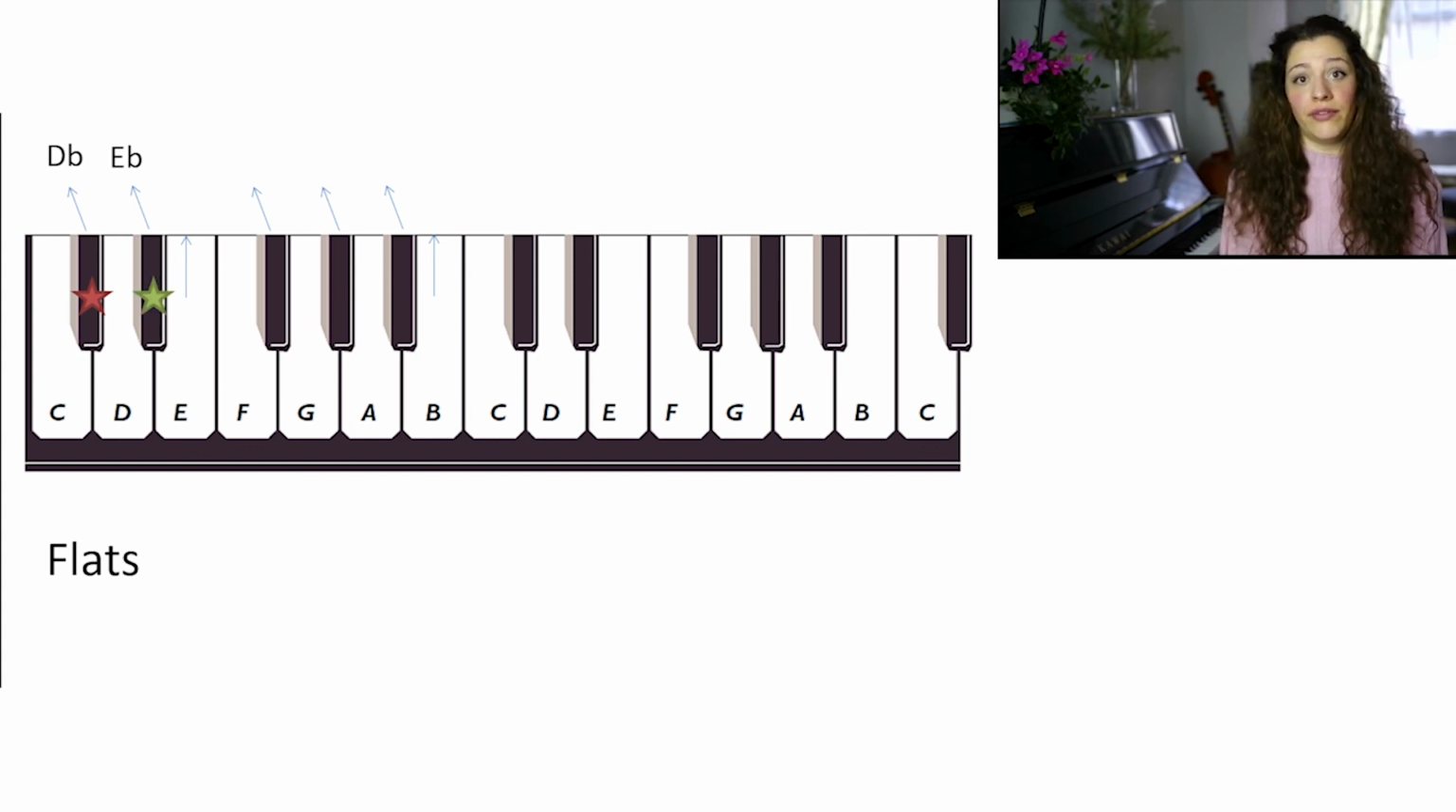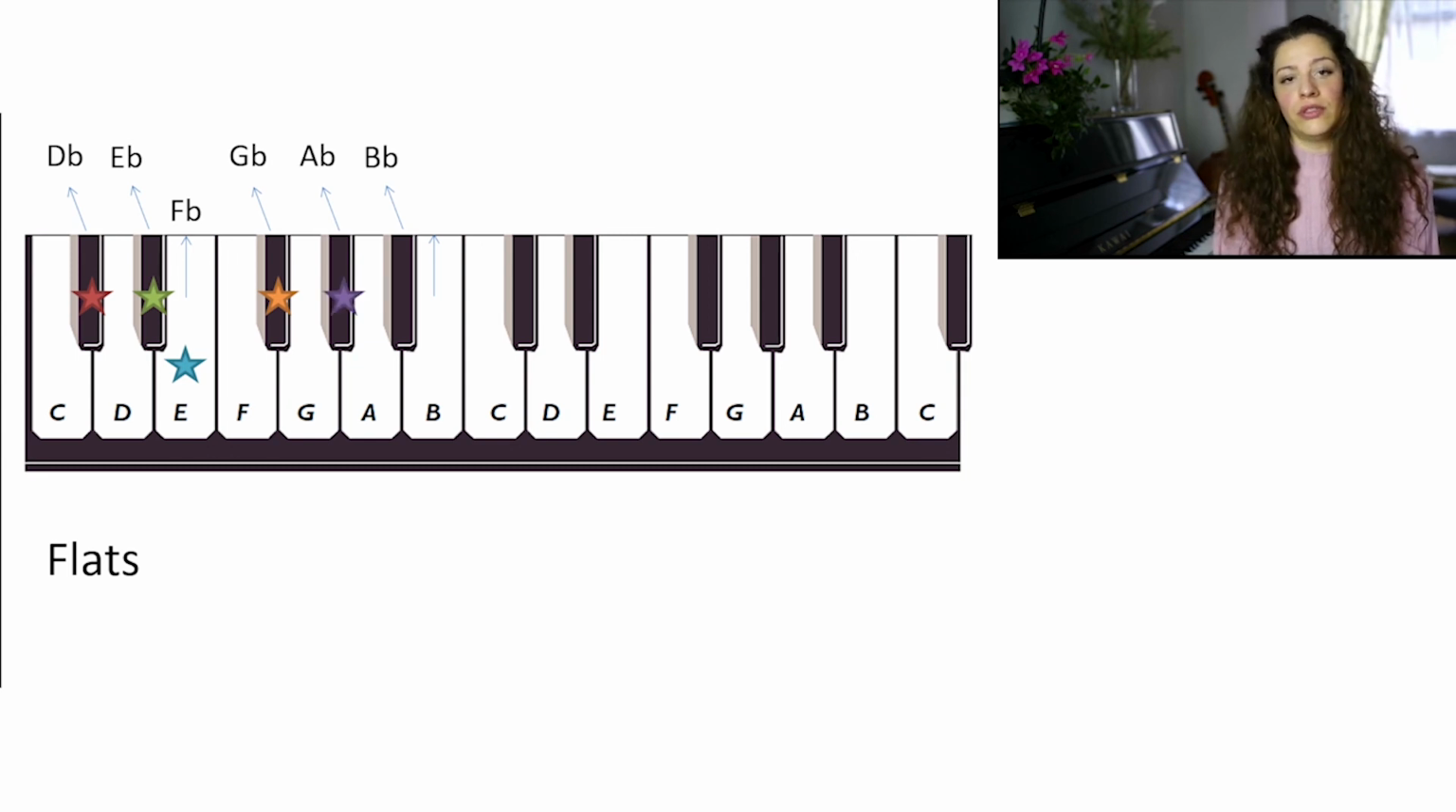And if you want to have an F flat, you go to the E because there is a gap in between. The G flat will be next to the G. The A flat will be to the left of the A. The B flat will be to the left of the B. And the C flat will be the B note.